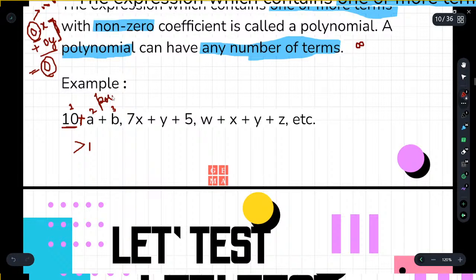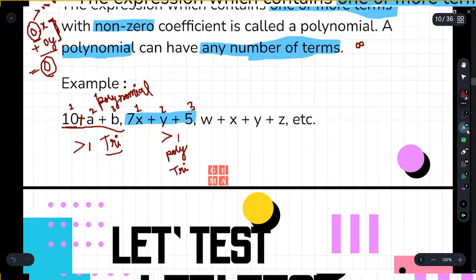Or what is another name for this algebraic expression? What is another category that it can come under? Yes, it can come under trinomials. Okay? Exactly. Why? Because it has got 3 terms in it. Let's move on to the next example. 7x plus y plus 5. So it has got how many terms? 1, 2, 3. More than 1 again? Polynomial. And also it can be called trinomial. Yes?